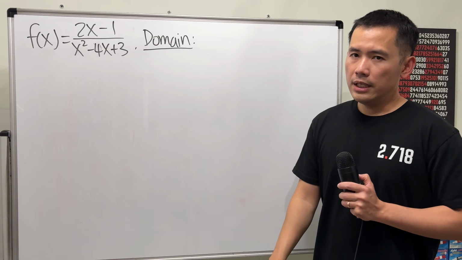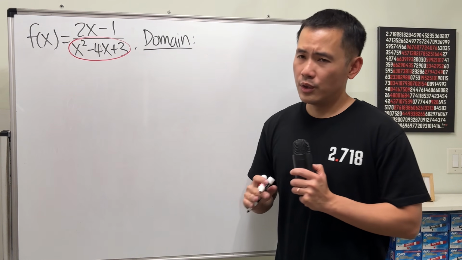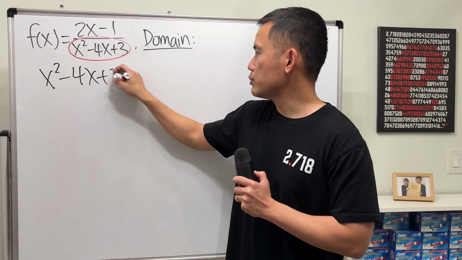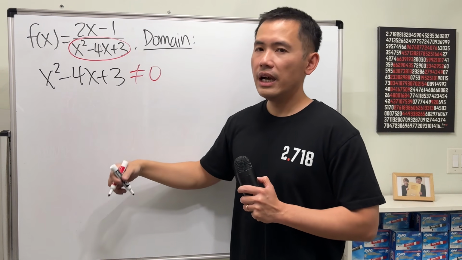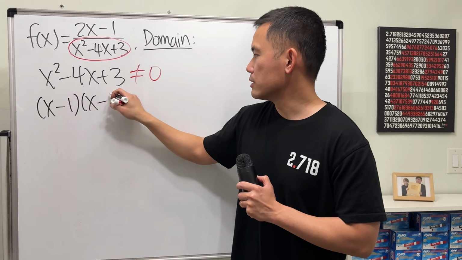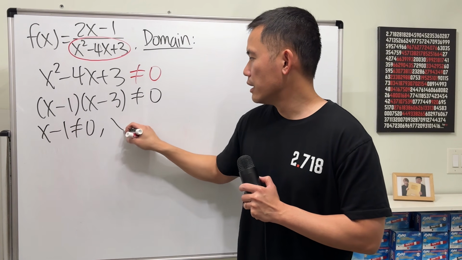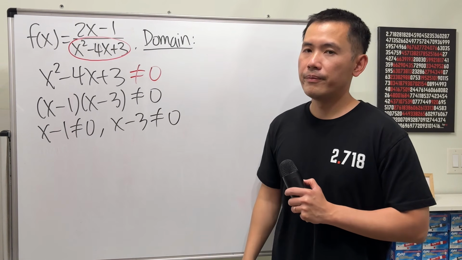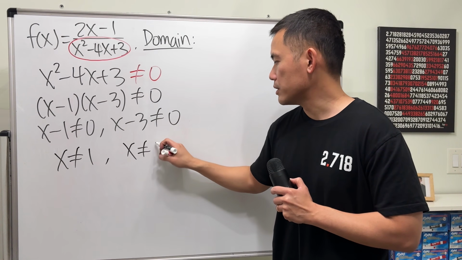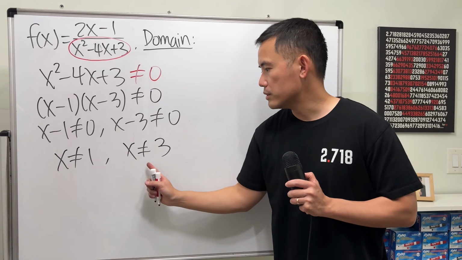For the domain, whenever you have an expression on the bottom, you have to make sure we are not dividing by 0. So you just say x squared minus 4x plus 3 is not equal to 0, and then solve it. We can factor it. We get x minus 1 times x minus 3 not equal to 0. So that means x minus 1 cannot be 0, and x minus 3 cannot be 0 either. From here, x cannot be 1. From here, x cannot be 3. So as you can see, x can be any real numbers except for 1 and 3.